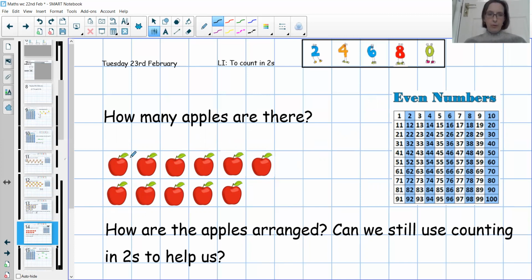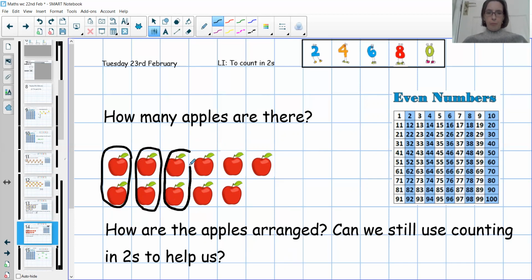Right, so we've got them in little rows, haven't we? There's 2 in each row. So there's 2 here, 2 here, that makes 4. Another 2 makes 6. Another 2 makes 8. And another 2 makes 10. Oh, got to 10, but I've still got an apple left. But I can't make that into another group of 2, so I can't go up to 12, can I?